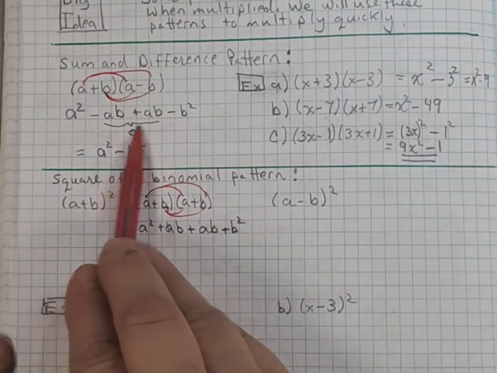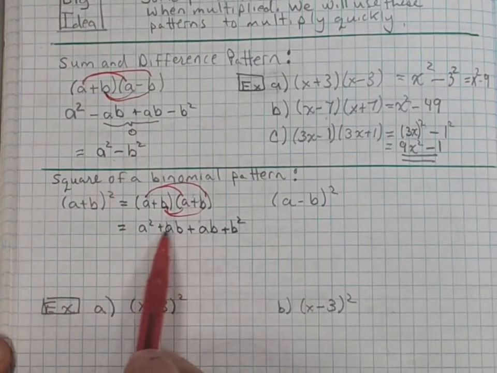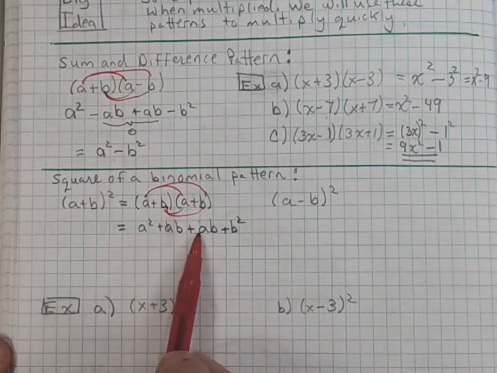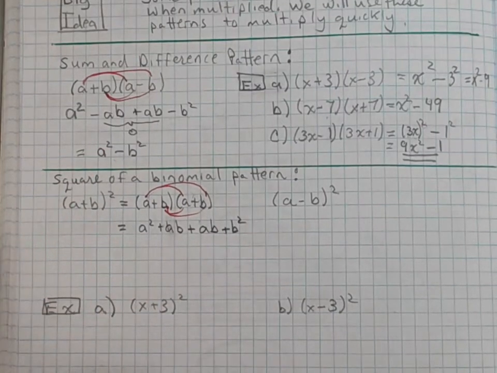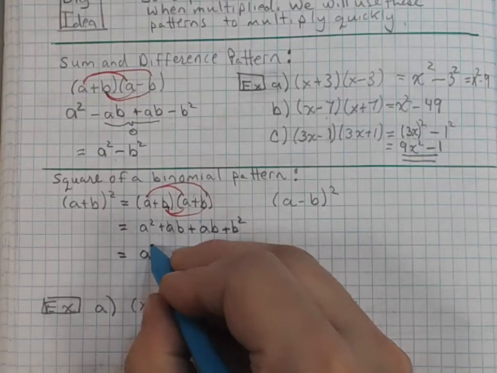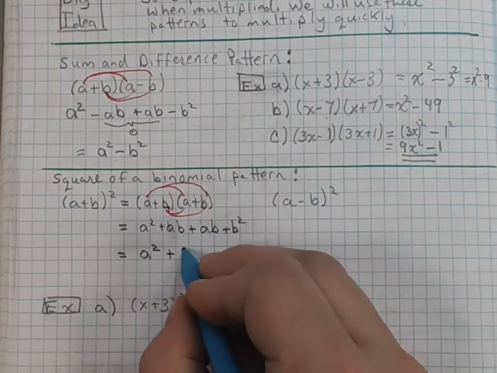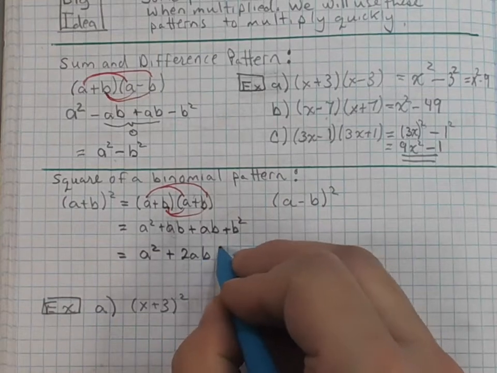Remember, in the sum and difference pattern, they were opposites. Here they're identical, and this is going to happen every time. They'll both be positive a times b. So recognizing that pattern, I'm going to just write the final form. It would always look like this: a squared plus 2ab plus b squared.